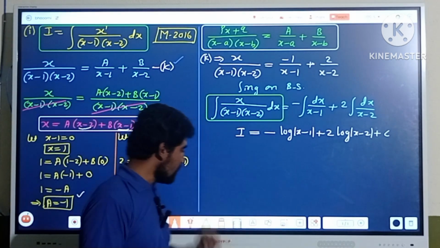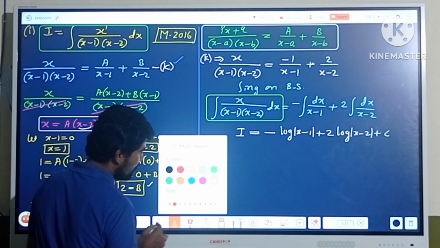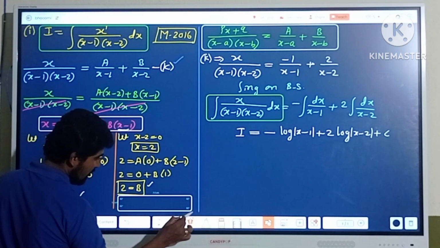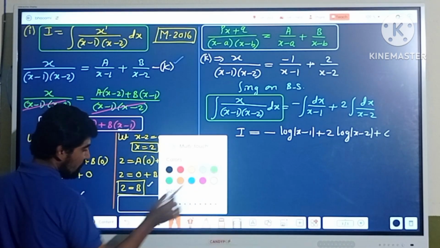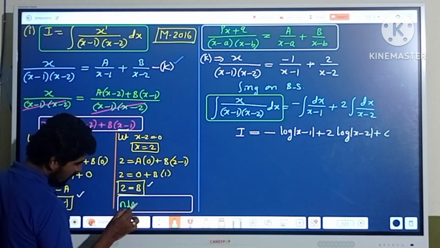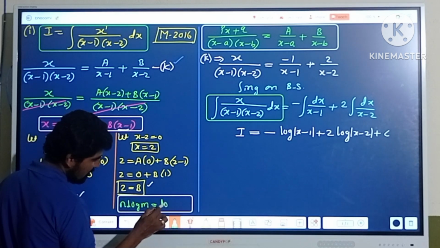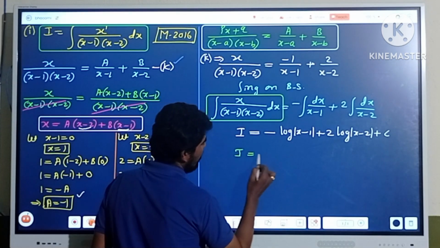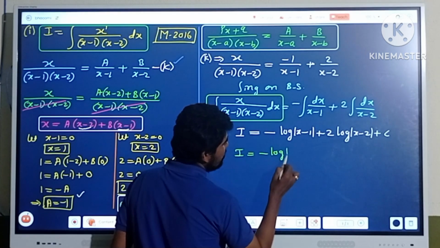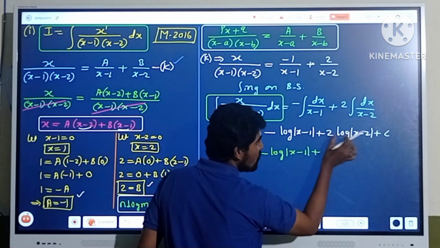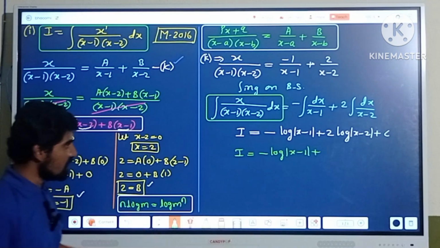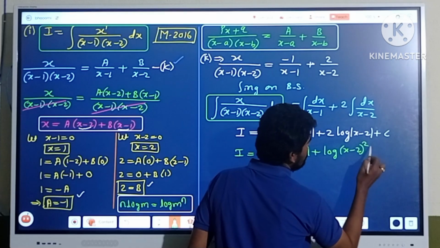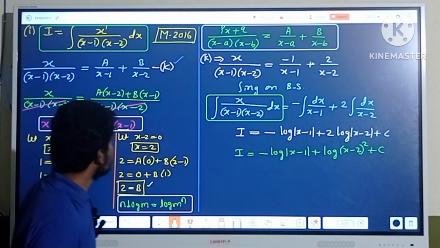Now by using the property of log, what next? We know one of the properties of log, that is, if we have n log m, it can be expressed as log m power n. Therefore I equals minus log of x minus 1 as it is plus 2 log x minus 2. By using this property of log, 2 log x minus 2 can be expressed as log of x minus 2 whole square plus c. I hope all of you are understanding.